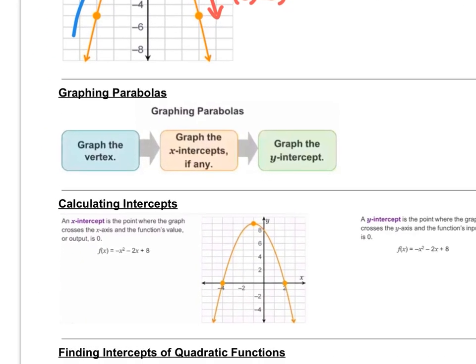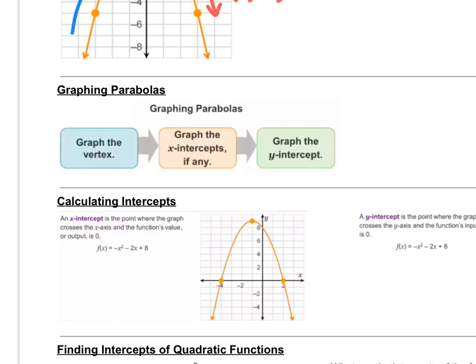Now, if we wanted to graph parabolas, we already know how to graph the vertex, but then we need to be able to graph the x-intercepts, if there are any, and then graph the y-intercept.